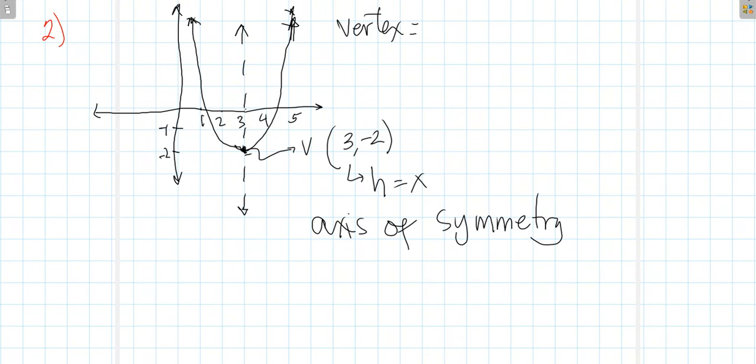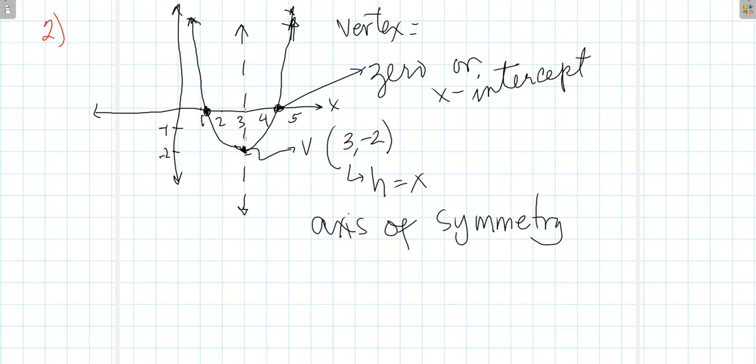And we have the zeros. This is now the zeros, because this is the x-axis, so these are now the zeros or the x-intercept. Okay, the x-intercept. The point that touches the x-axis is your x-intercept, or we call it the zero of the quadratic function. And for example, here the graph passes through the y-axis, and that is now your y-intercept.